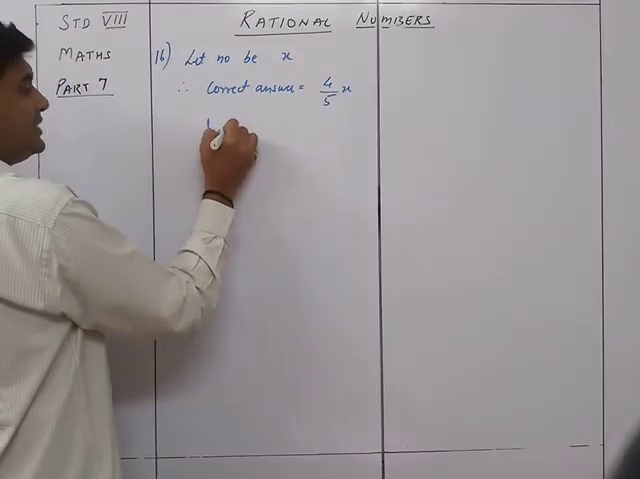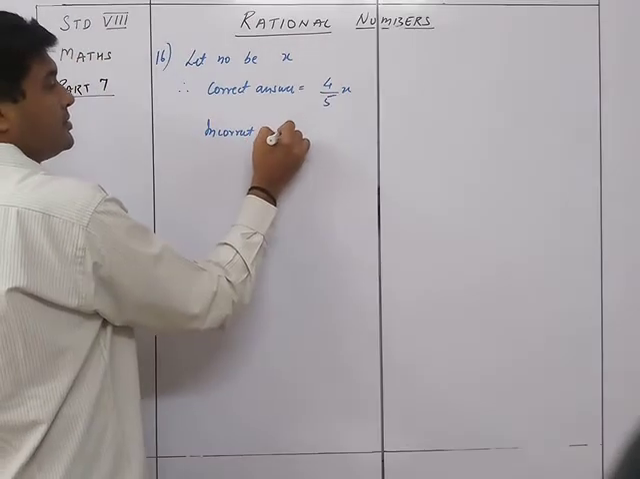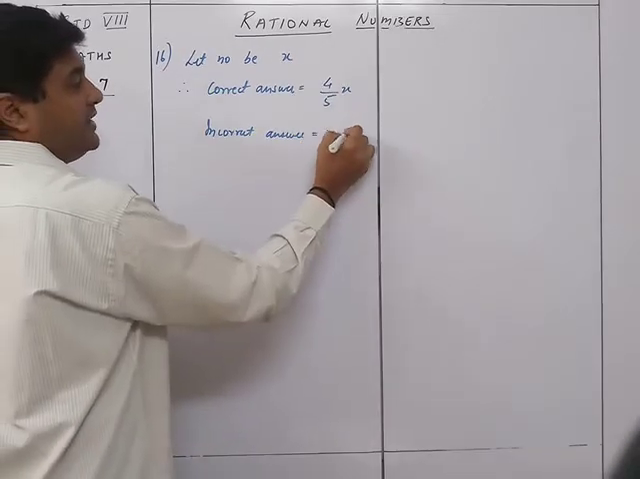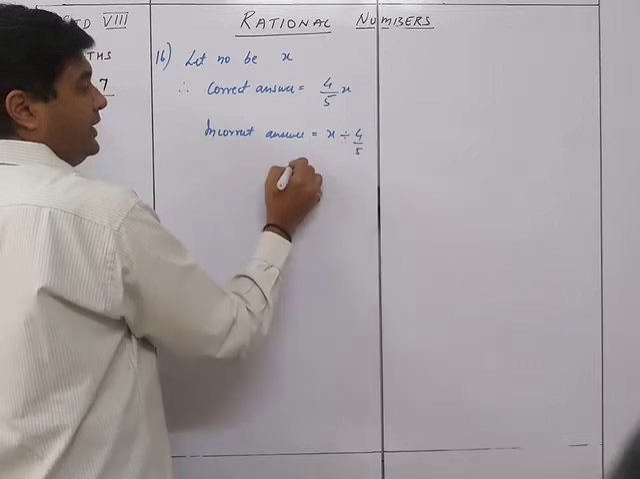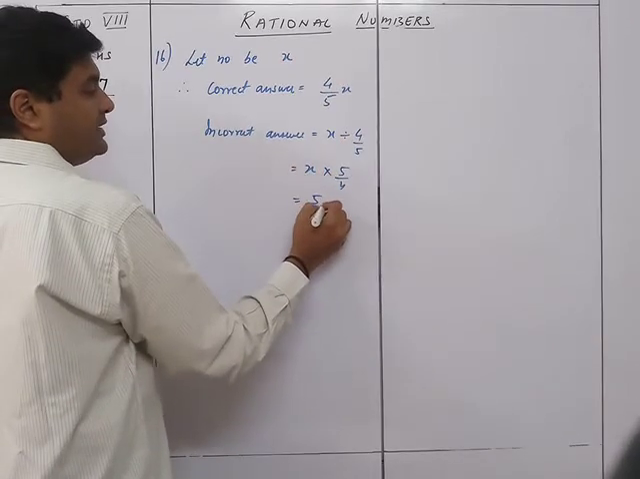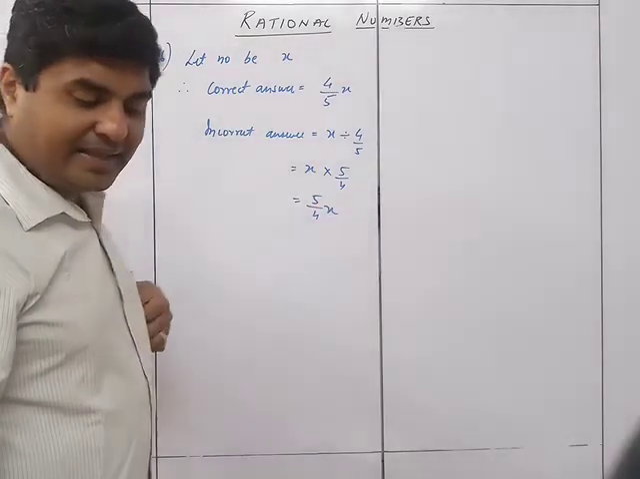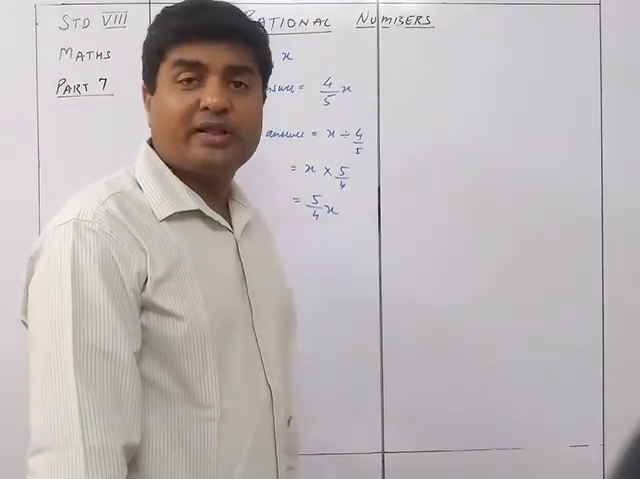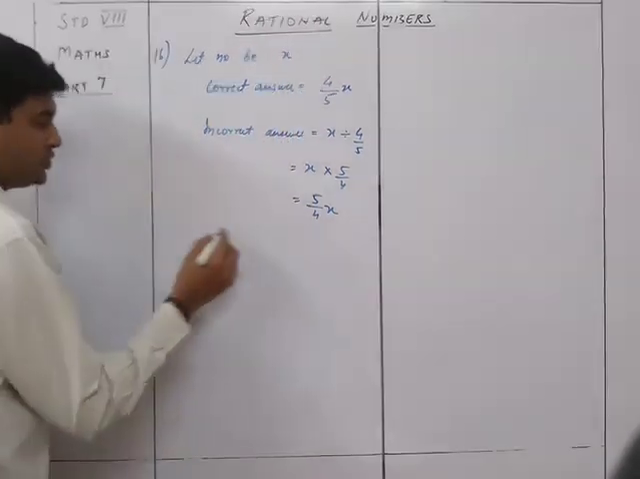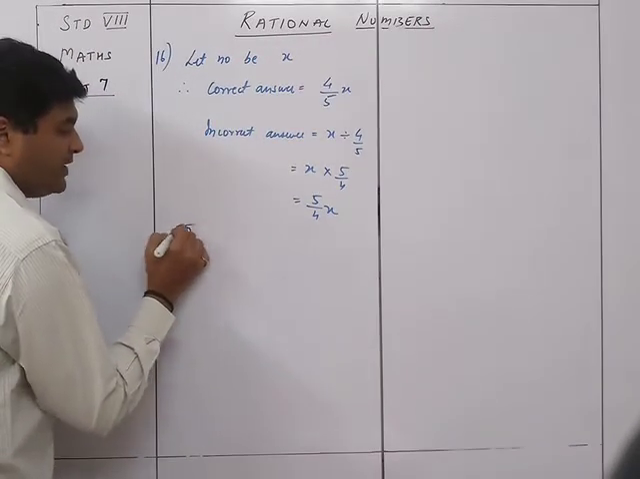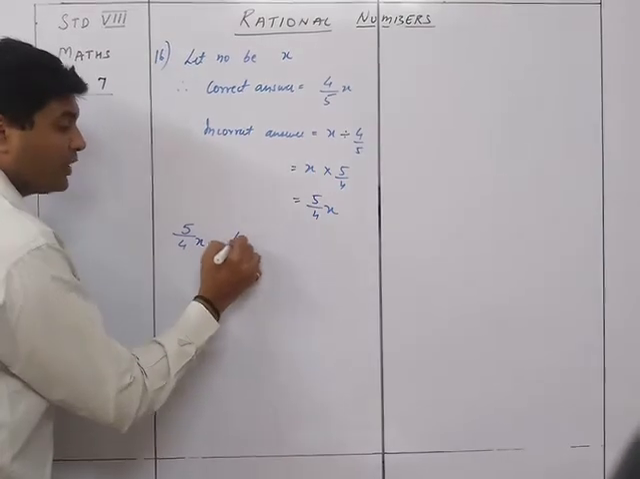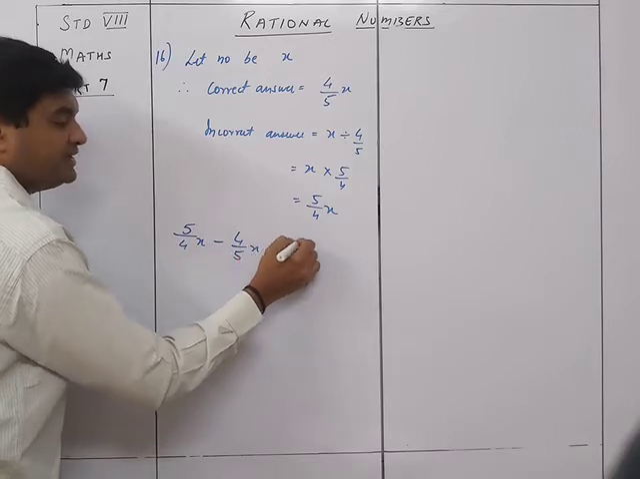But the incorrect answer, because he divided by it, will be x divided by 4 upon 5, which is x multiplied by 5 upon 4, which is 5 upon 4x. And he said that his answer was 36 more than the correct answer. So this answer is bigger than the other answer. So 5 upon 4x minus 4 upon 5x is equals to 36.